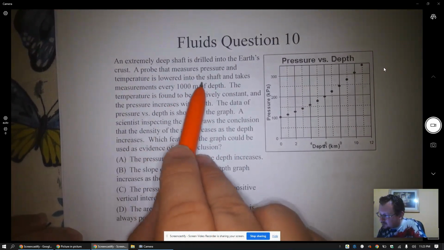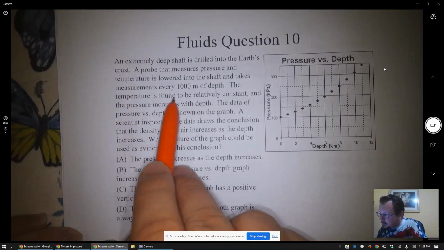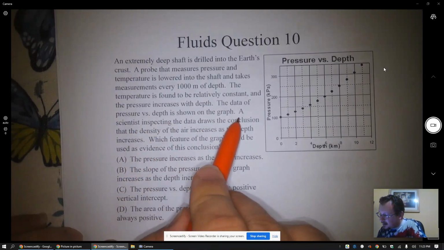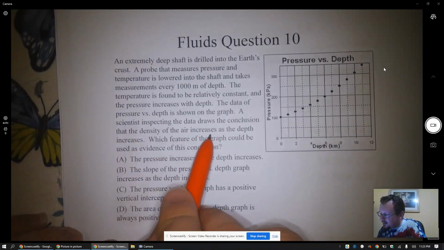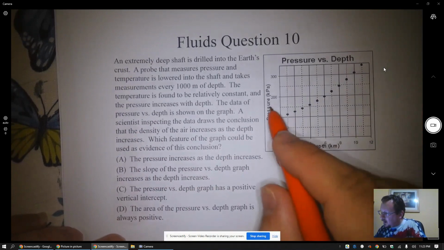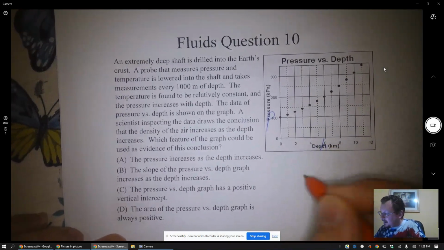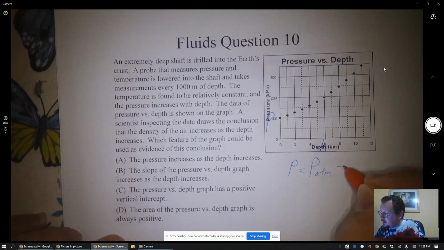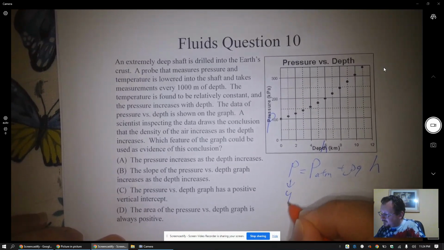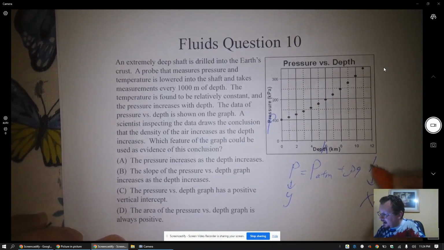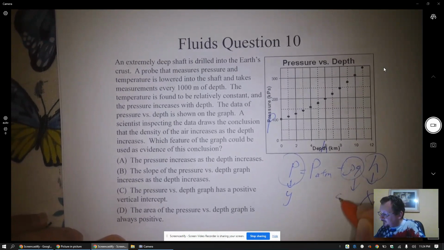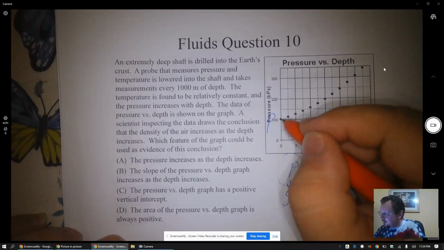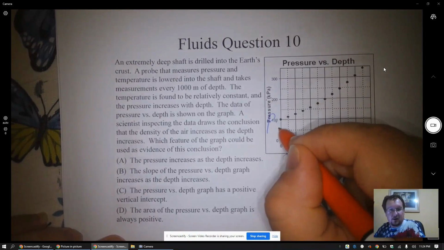All right, an extremely deep shaft is drilled into the Earth's crust. The probe measures the pressure and temperature. The temperature is found to be relatively constant. The pressure increases with depth. The data of pressure versus depth is shown in the graph. Scientists suspect that the density of the air increases. Why is that? Well, this is pressure P, and this is depth H. So if I write pressure equals P atmosphere plus rho g h, then this is like the Y, this is like the X. So that means that this is the slope. The slope is rho times g, and this is the intercept, which we see right there, 100,000 pascals.